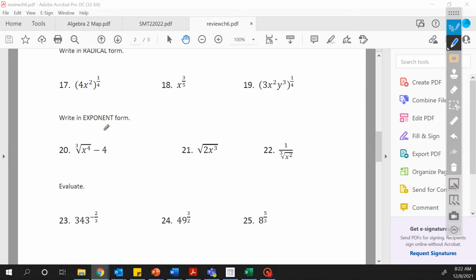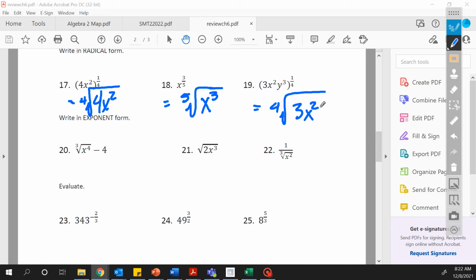To write in radical form, very simple. We just use the denominator as the index, so the 4th root of 4x squared. The 5th root of x cubed, and the 4th root of 3x squared y cubed.